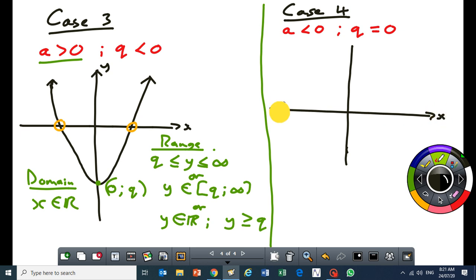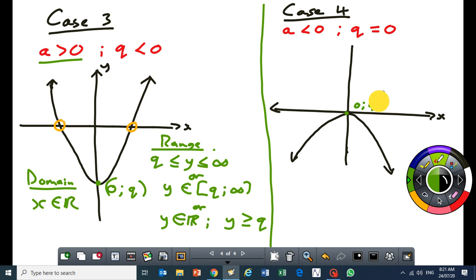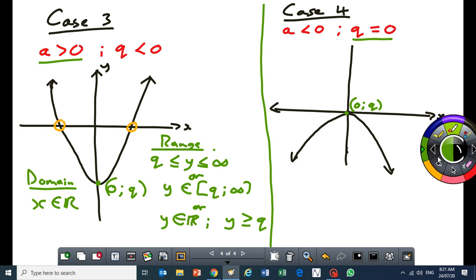Because q is 0, which means we are going to have value of q there. So when you sketch it, it will start from the bottom to now have what is called a maximum turning point. Right? So it goes like that. And here, we are still going to have x equal to 0 and y equal to q. But remember, q is equal to 0. So that point is (0, 0). Okay? Then the x-intercept, there's one x-intercept there.